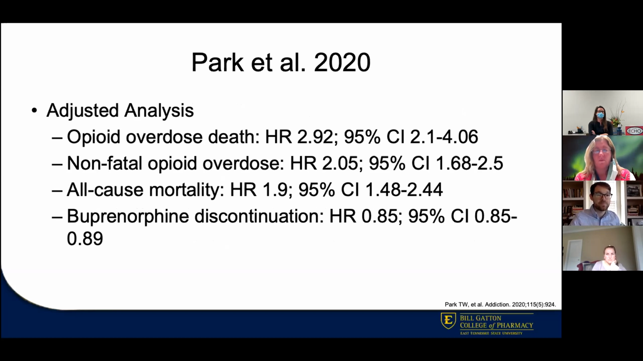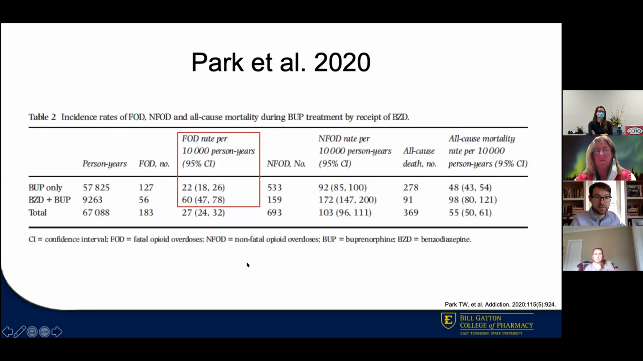And then, very interestingly too, not co-prescribing a benzodiazepine actually was kind of a risk for people stopping their opioid treatment. So if they got a benzodiazepine, they were more likely to stay on their buprenorphine treatment. And so here are some specific numbers for people who want to see it. These are the fatal overdose rates per 10,000 person-years. You can see almost 3 times there. If we move over to non-fatal overdose, almost doubled there. And then if we move over to all-cause mortality, also pretty much doubled there too. So some really interesting results.